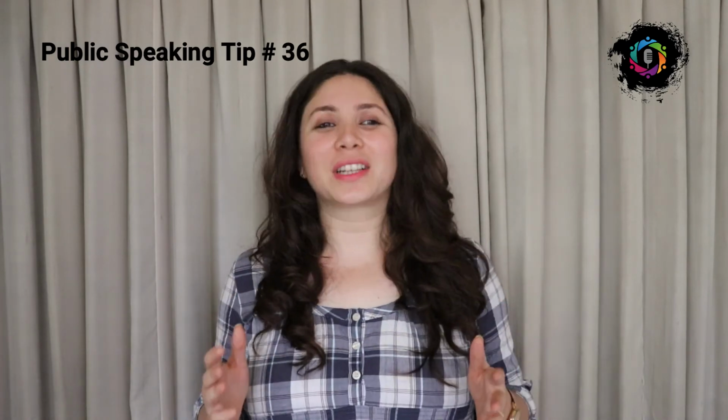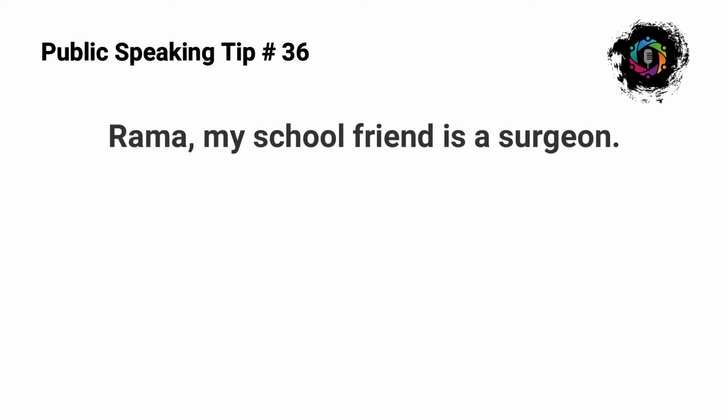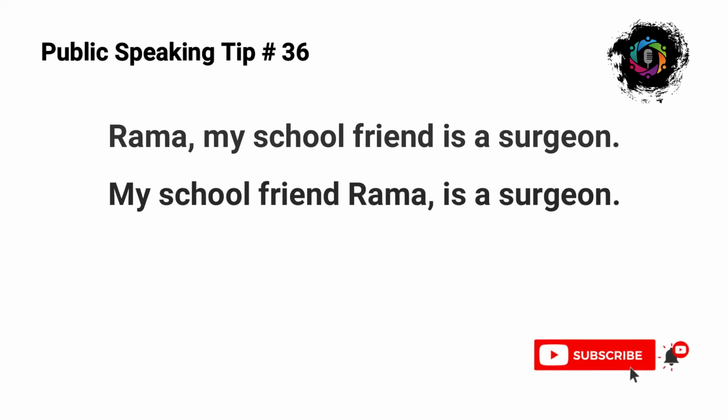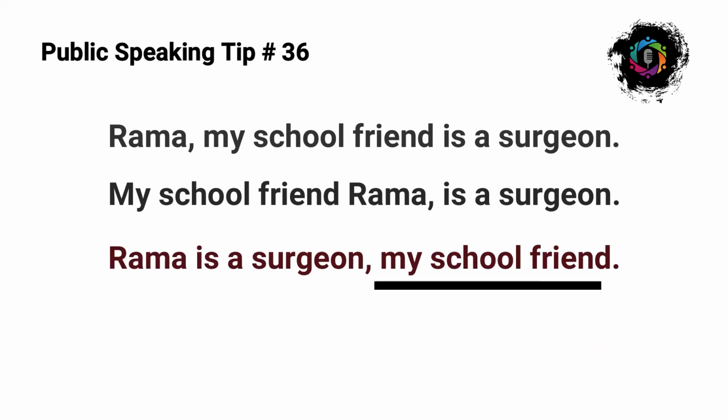Let me give you a few more examples. Rama, my school friend, is a surgeon. This is correct. I can also say my school friend Rama is a surgeon. But instead of which, if I say Rama is a surgeon, my school friend. Now this is wrong because you have added other words in between the subject and the modifier. So do not do that.